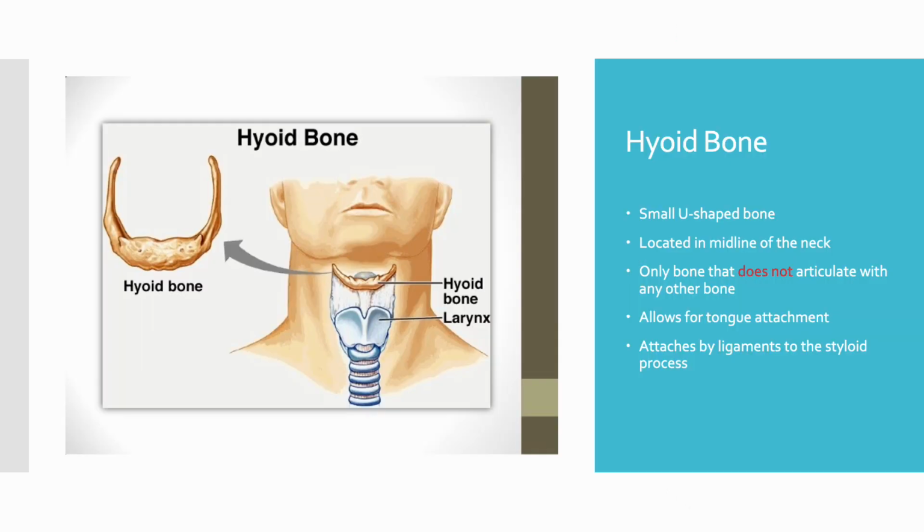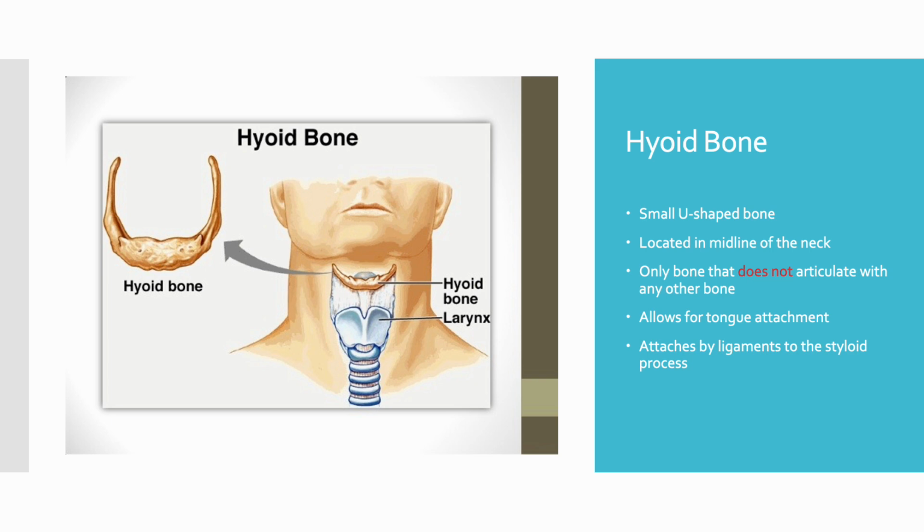Lastly, we have the hyoid bone. This one's easy. It's just one single bone. It's in your neck. There's no other bones around it. It is small. It is U-shaped. And it's the only bone in our entire body that does not articulate or move with another bone. So it doesn't touch any other bones in our body. This allows for tongue attachment to the throat so it doesn't fall down.